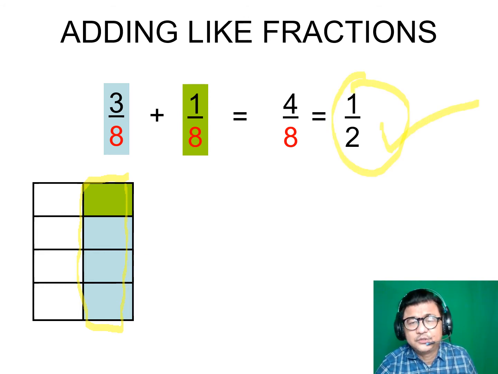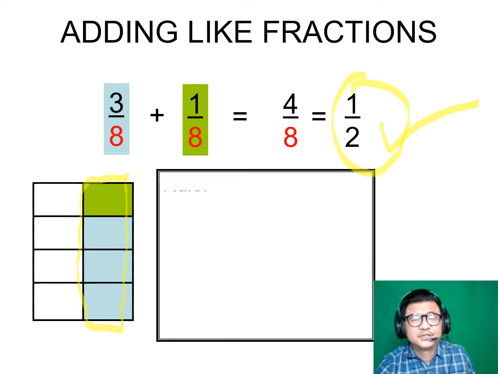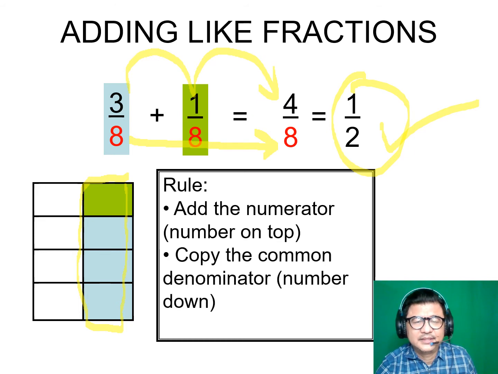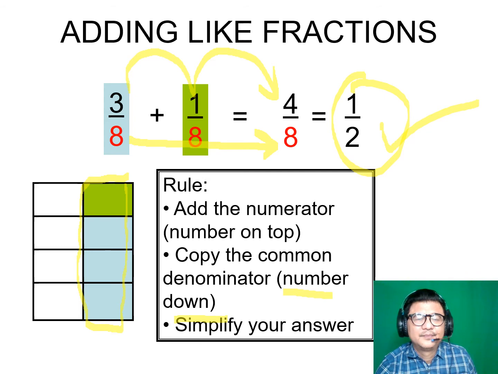Now, you don't need to draw all the time because when you know that the denominators are the same, check it out. What did we do? Simply copy the denominator. And what did we do to the top number? We added them. Okay, so that becomes add the numerator, the number on top, and then copy the common denominator, the number down. That's so easy. Then, of course, we simplify our fraction, lowest terms.